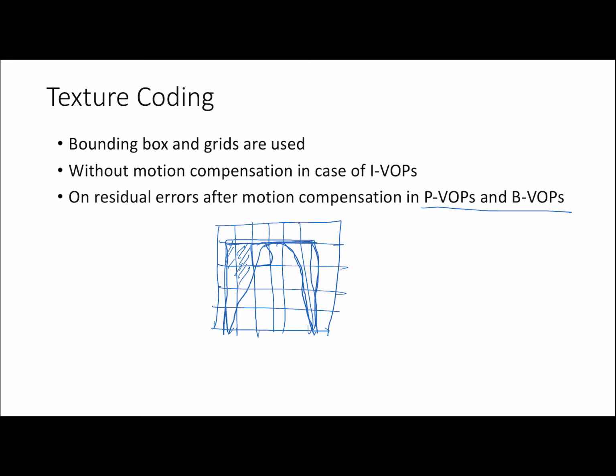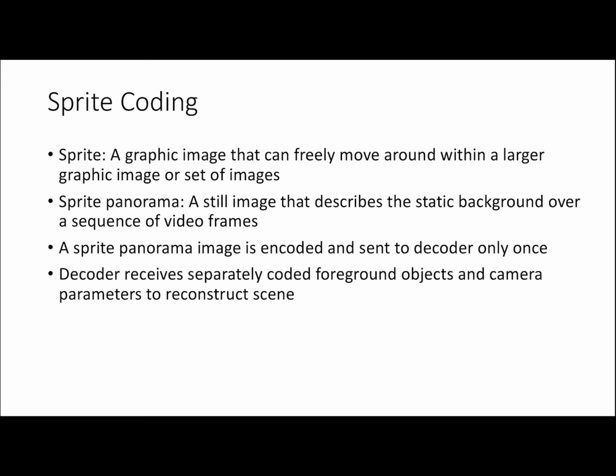So this is done before applying DCT in case of intra VOPs. And in case of PVOPs, we fill the region or the content, the value of the pixels which are outside this VOP are assigned or set to 128. Now this sprite coding is a very important feature of MPEG 4, which is used more often.